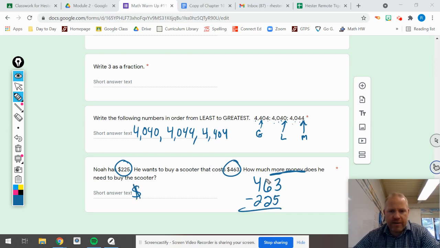So we're going to subtract. You have to borrow from the 6. 6 becomes a 5. 3 becomes 13. And now you can subtract straight down. Bring your final answer over here to show you're completed.